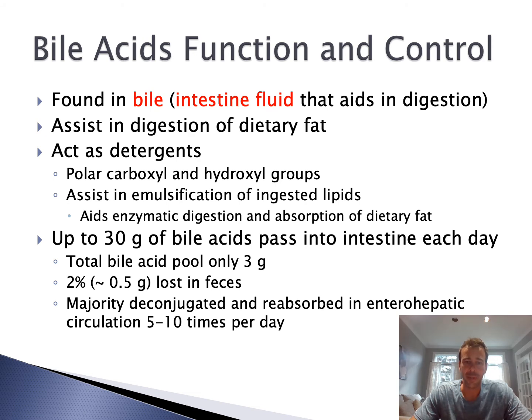About 30 grams of bile acids can pass into the intestine each day. The total bile acid pool is only about 3 grams, and you get about 2% lost in the feces. What happens is the majority of these are deconjugated and resorbed into enterohepatic circulation about 5 to 10 times per day. But the important thing is really up here of what the function of the bile acids are.